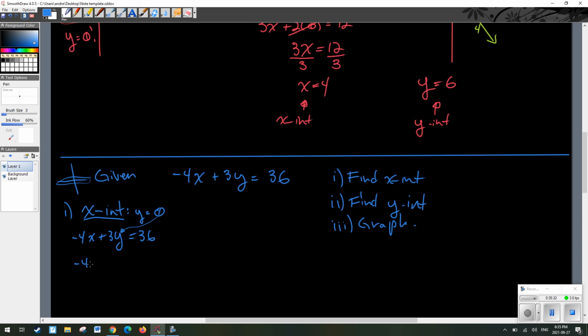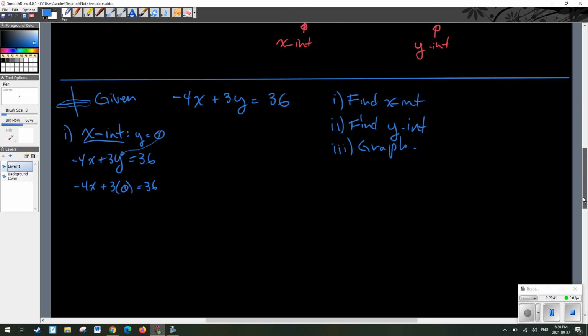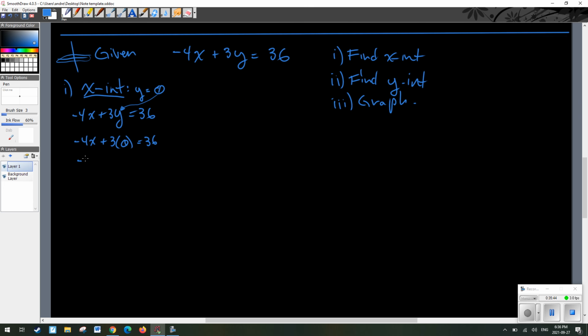So we have negative 4x plus 3 times that 0 equals 36. So then we have negative 4x plus, well, 3 times 0, that just goes away. So negative 4x actually equals 36. I'm going to divide by negative 4. Those guys are going to go away. They're going to divide out to be 1. And we're going to get x equals, you can use your calculator if you need to, 36 divided by negative 4 is negative 9. So my x-intercept is negative 9.